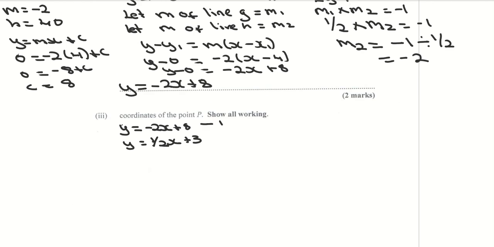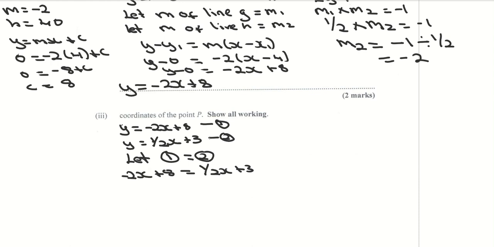Alright, this is equation 1, and this is equation 2. What you're going to do is let them be equal, because at point P, equation 1 and equation 2, or the equation of the line G and the equation of the line H, are the same. So you're going to say, let equation 1 equal equation 2. So you're going to say 9 minus 2x plus 8 is equal to half x plus 3.